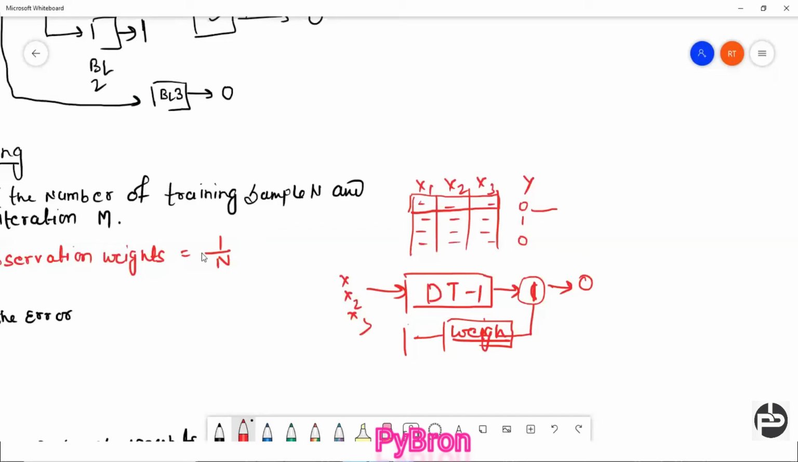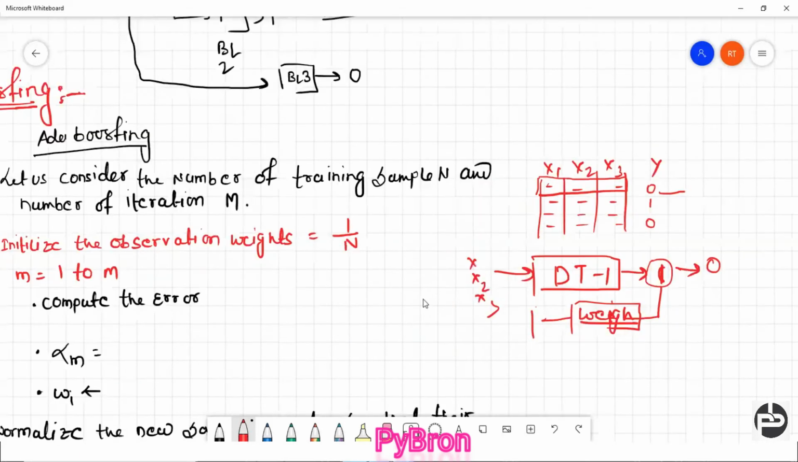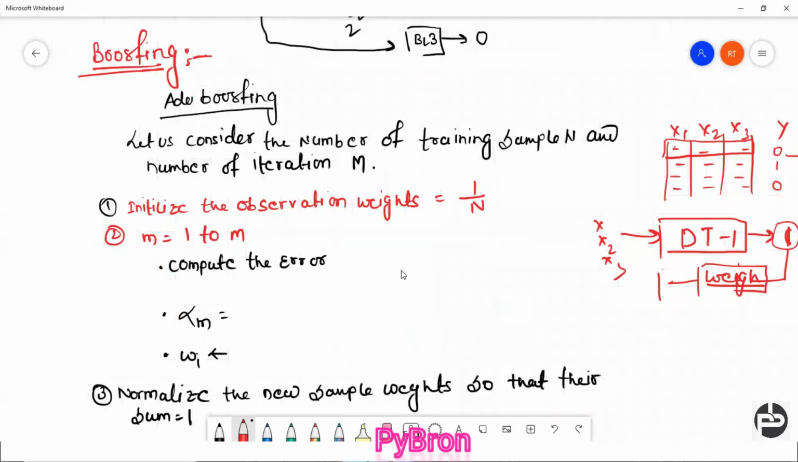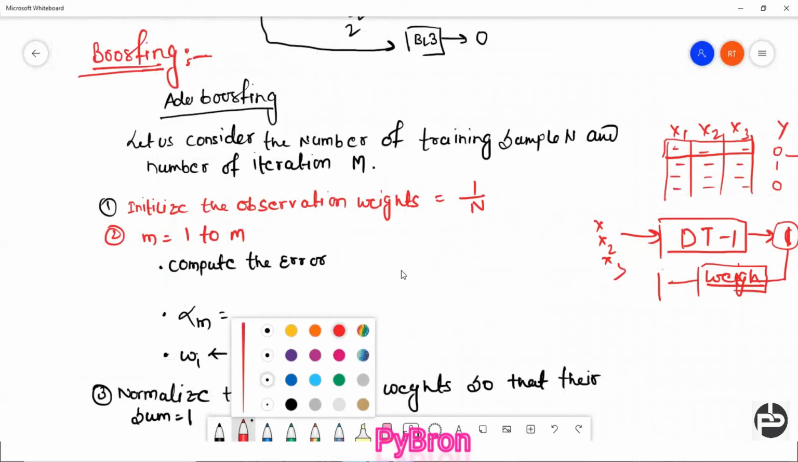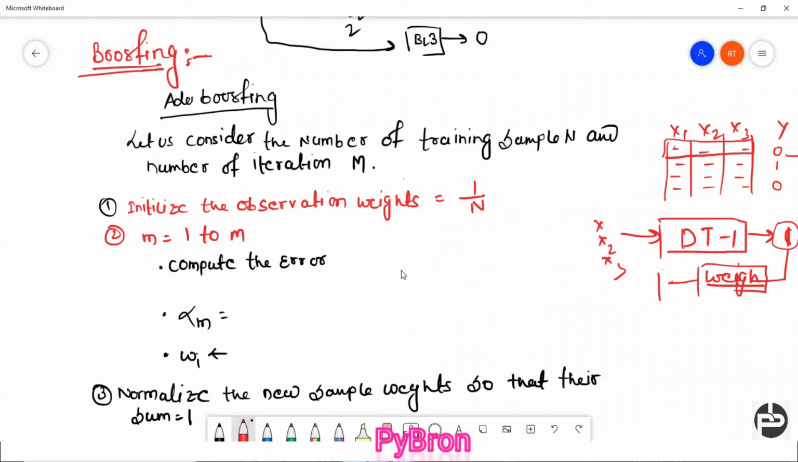So hope you understood. Now how the mathematics is going to work here, just try to understand, guys. First, let us consider the number of training samples. N is the number of data rows: how many rows do we have? We have n samples. Then the number of iterations, how many iterations you are going to perform. Here we say we are going to perform m iterations. In real life, you will get actual numbers, not this n or m.